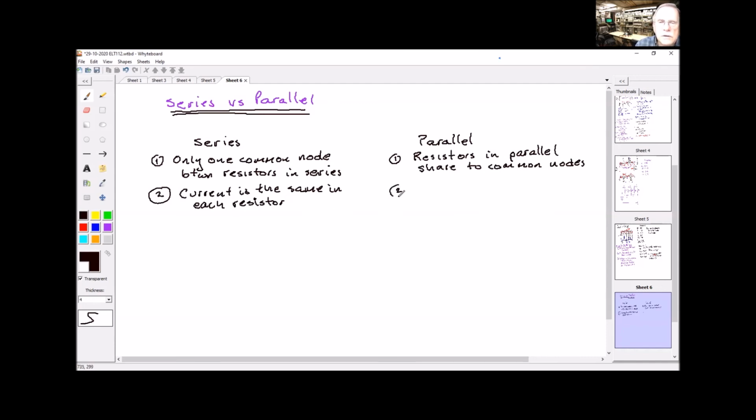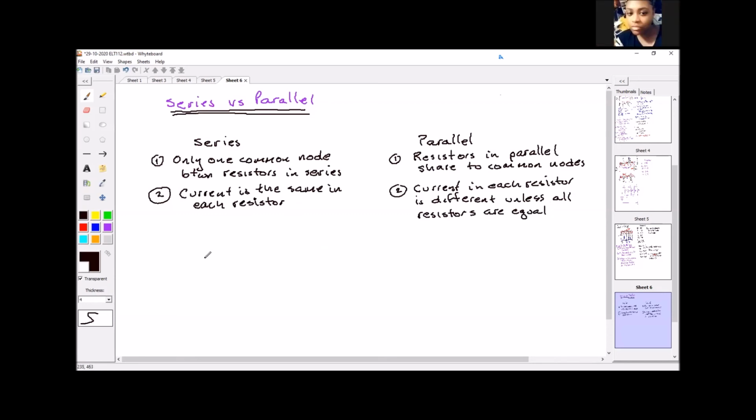In a parallel circuit, the current in each resistor is different, unless all resistors are equal.